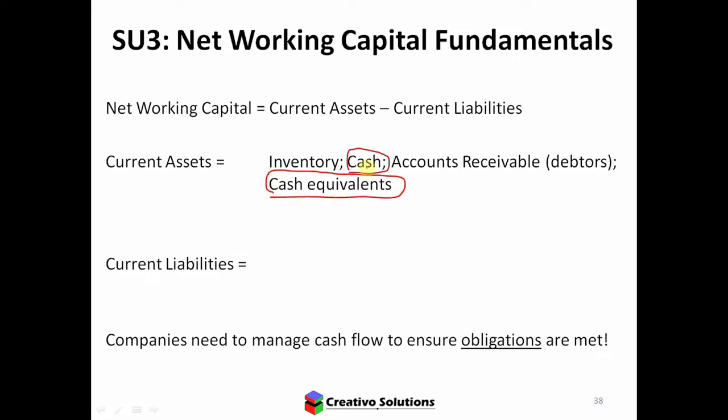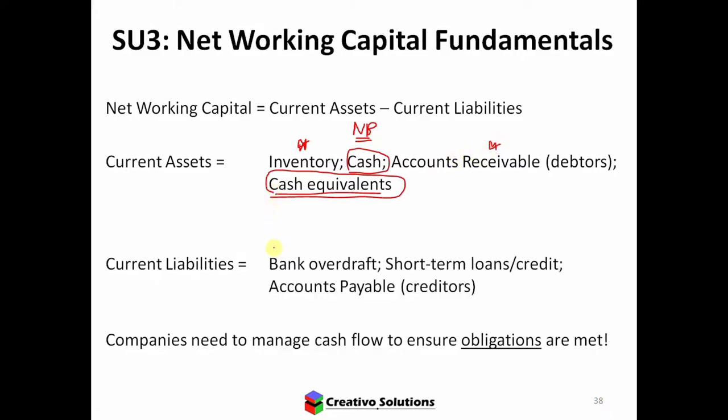Those two are important because they are liquid. Inventory isn't as liquid as cash and cash equivalents. Cash equivalents could be something like a deposit, a savings account, something similar to cash that's easily accessible. Inventory is not very liquid. Accounts receivable, debtors, also not very liquid. Those are problems, they're asterisks. We need to manage them a bit better.